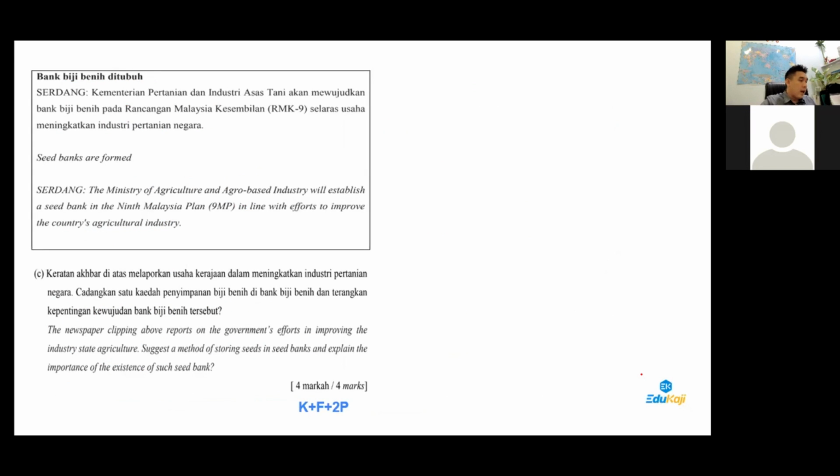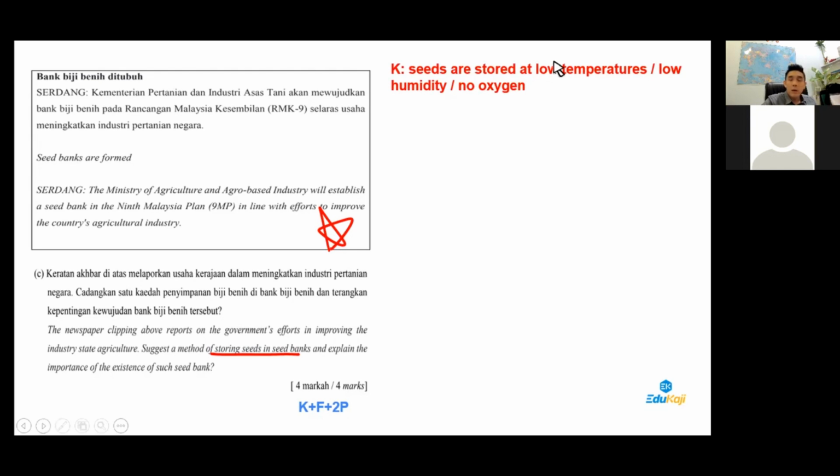Yeah, and finally, the last one here. A newspaper clipping shows the government's effort in improving agriculture. So, guys, what is the method of storing seed? Oh, this one is a bit tough, guys. Draw one star. Now, normally these seeds are stored at cold temperatures. Okay, here they write low temperature.